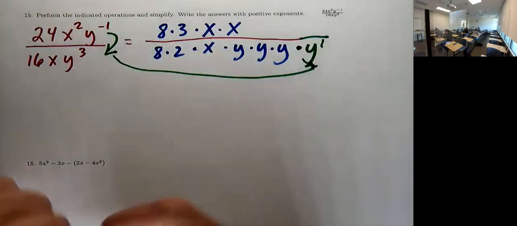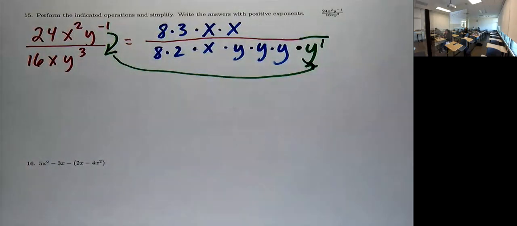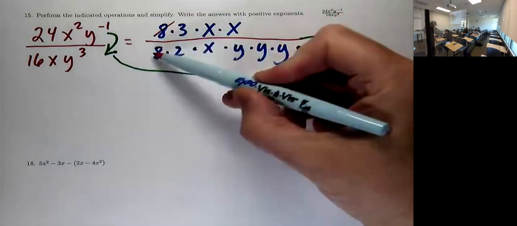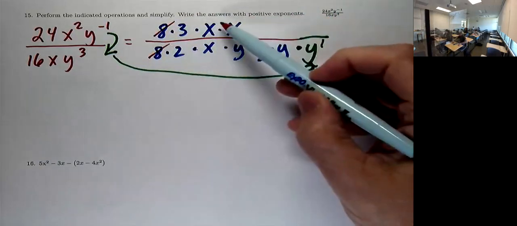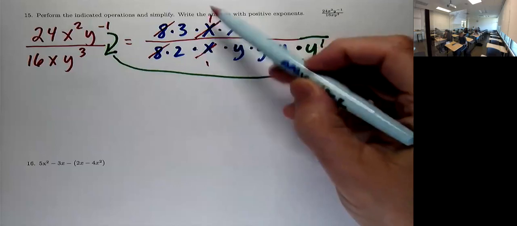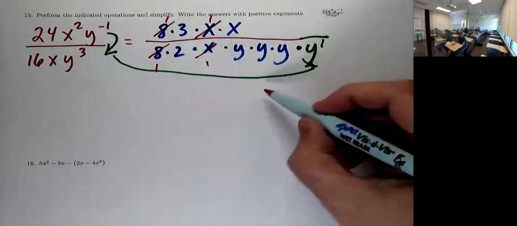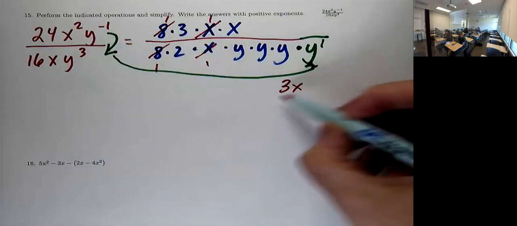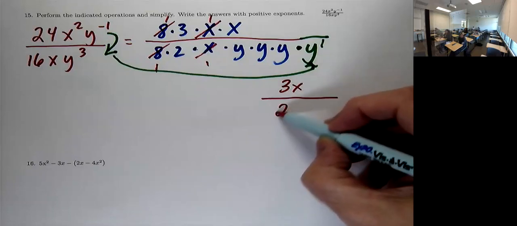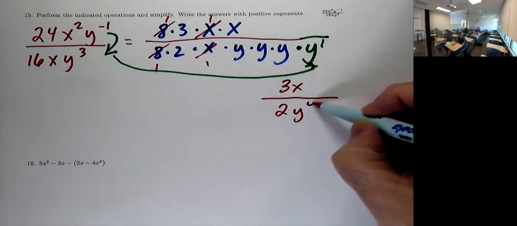From here, you can cancel out what is on both sides. 8 cancels out there, 8 cancels out there. And I've got an x that cancels out in both spots as well. I am left with 3x on top and 2y to the 4th power on bottom.